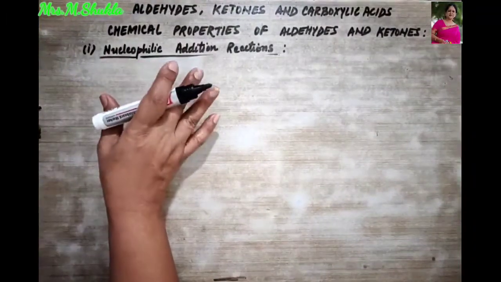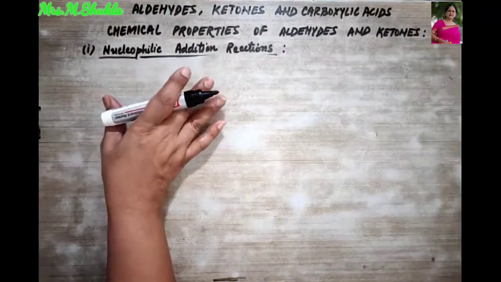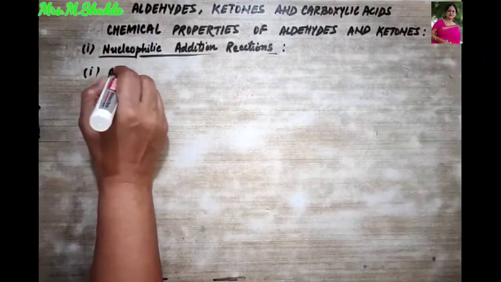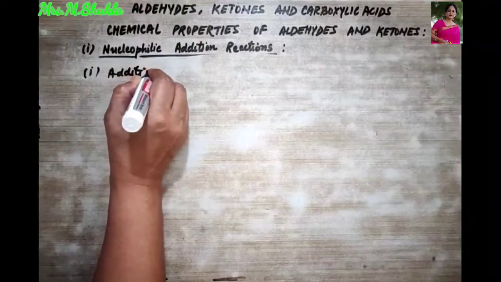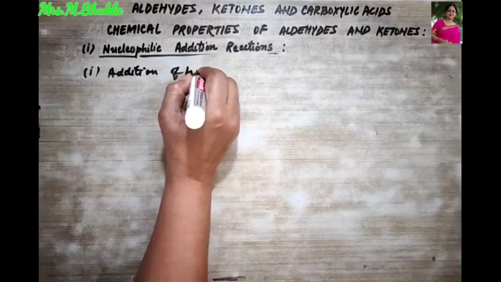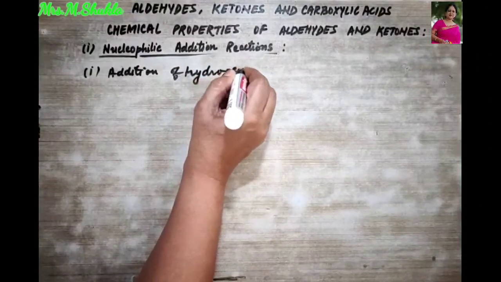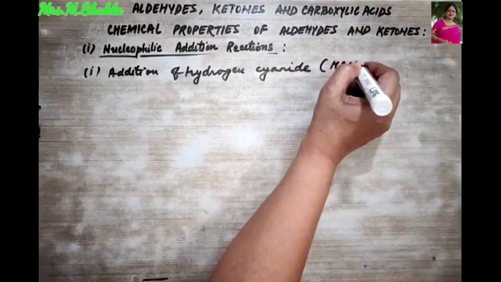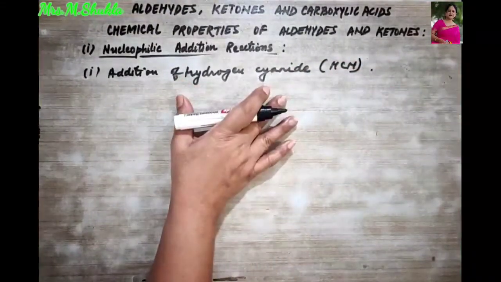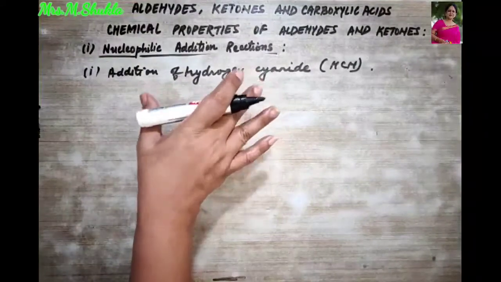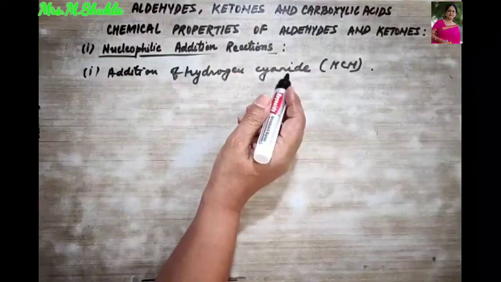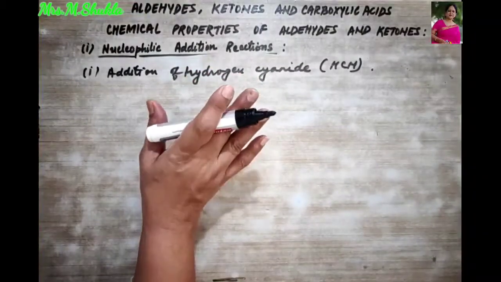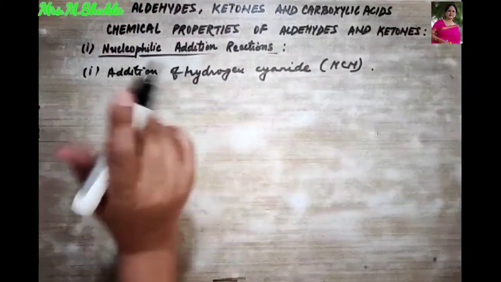Let us now talk about some examples of some important nucleophilic addition reactions. So coming to the first one, that is addition of hydrogen cyanide, that is HCN. Aldehydes and ketones, on reaction with hydrogen cyanide, give cyanohydrins. And this reaction is slow and it is catalyzed by a base.